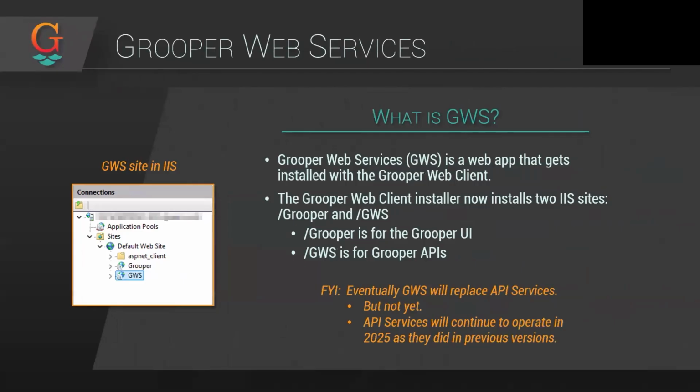So what is GWS? It's a web app that gets installed with Grooper Web Client. So now the web client installer actually installs two websites, Grooper and GWS. Grooper is for the Grooper UI. GWS is for the new API set. Now, those of you who are still using API services, they are still going to work just the way they always did in version 2025. It is our eventual goal to fully replace those endpoints with GWS, but they are still going to function for the time being. So you'll be able to use one or the other or both, quite frankly.